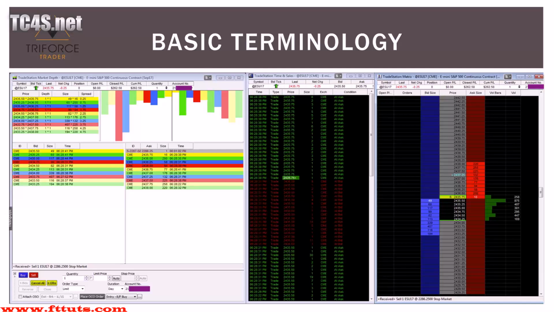Is that what Norman says? Is this what is called reading the tape? Yeah, some people look at level 2 and think, oh, I'm reading the tape. Sure.